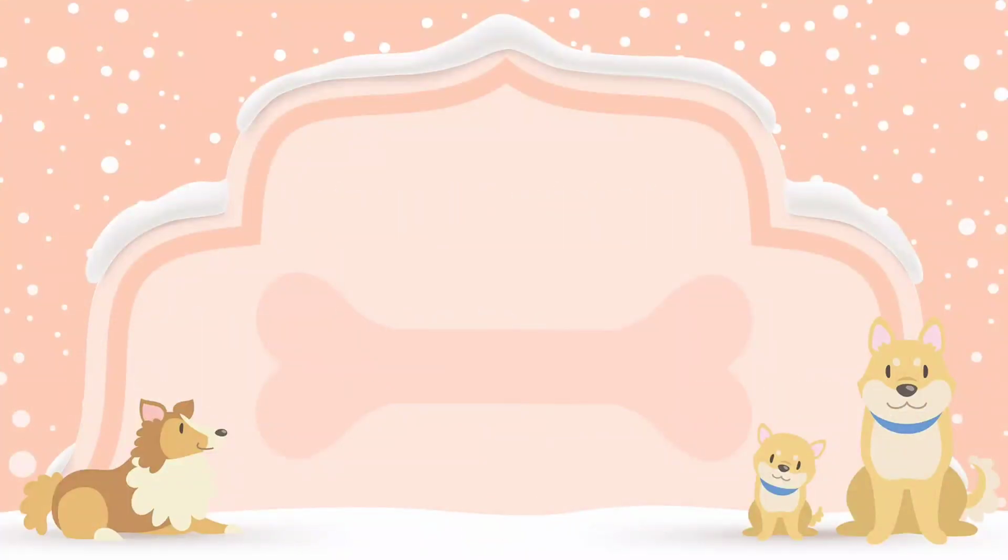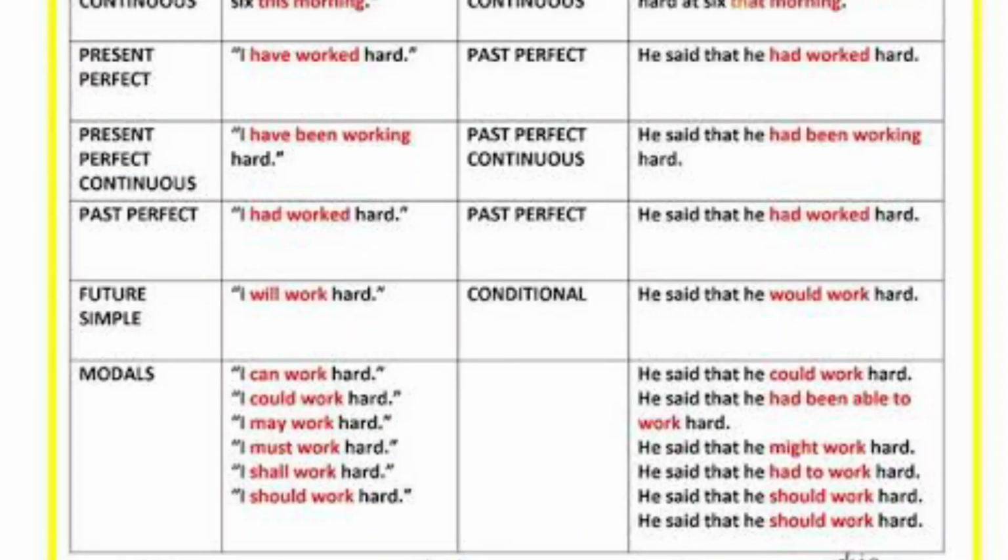Let's understand these things through this chart. Let's see the modals. Can will become could. I can work hard. It is direct speech, and indirect speech or the reported speech will be like this. He said that he could work hard. Could will become had been able to. May will become might. Must will become had to. Shall will become should, and should will remain should.